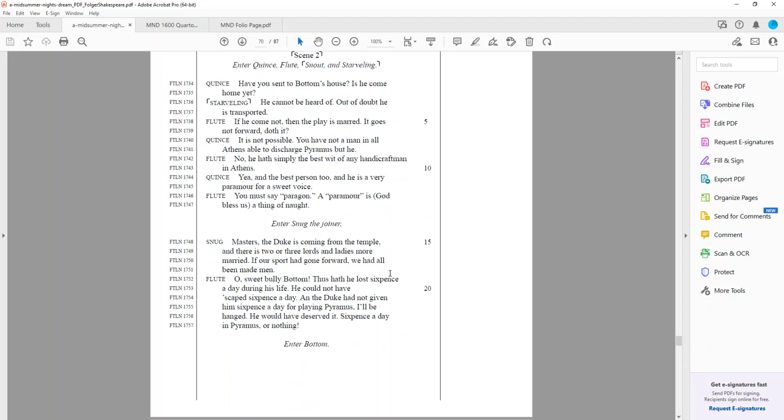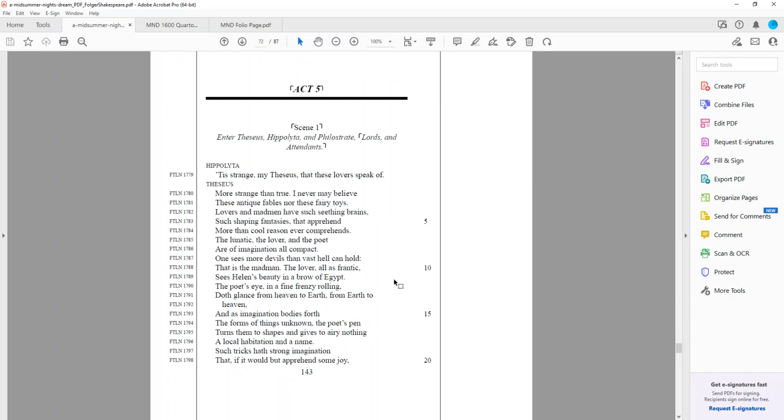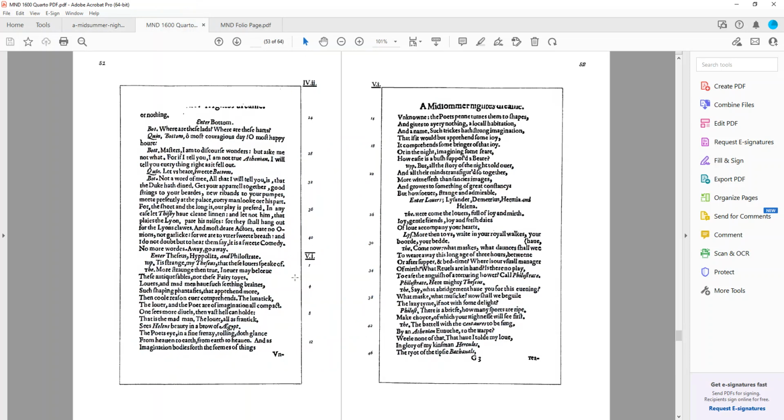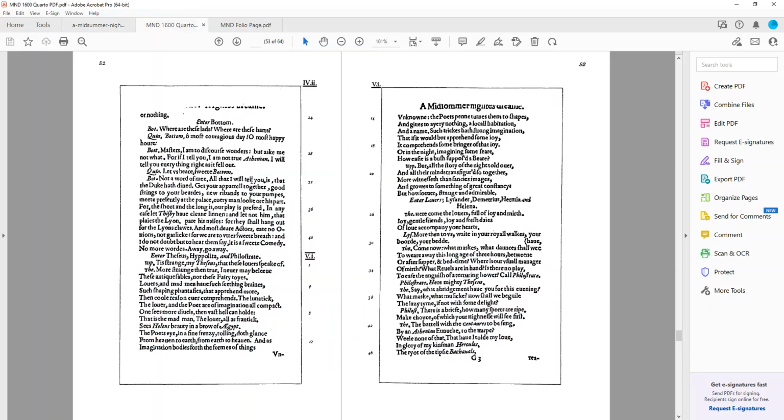And here I'm going to give you an example, and this will help explain why in some cases there are multiple editions that might look a little different from each other. So I'm going to give you one example here. So here's a 1600 quarto edition of this play. And if you see here in our modern edition, right, we have Act 5, Scene 1. Hippolyta, after the entrance here, right, says, "'Tis strange, my Theseus, that these lovers speak of." Okay. And we see in the quarto edition, see it here.